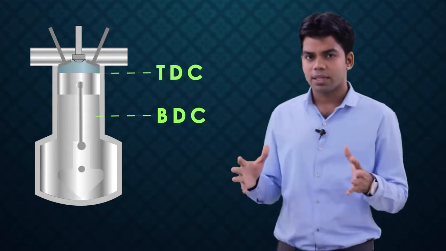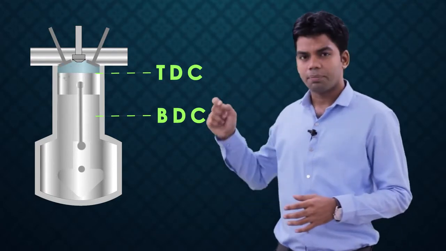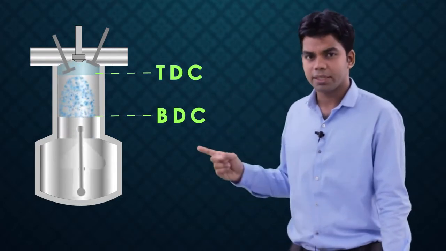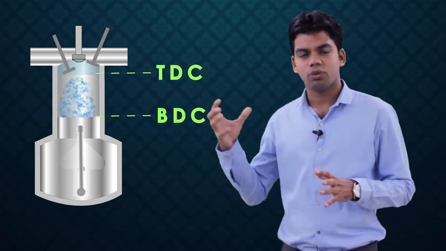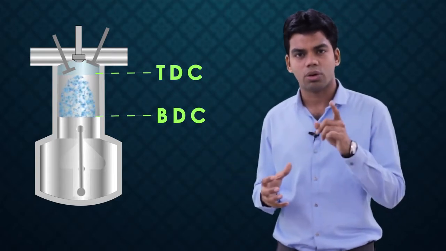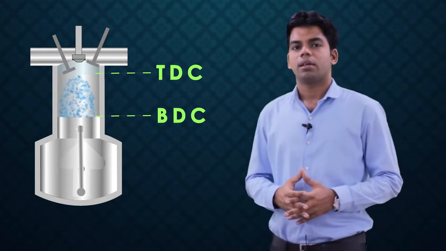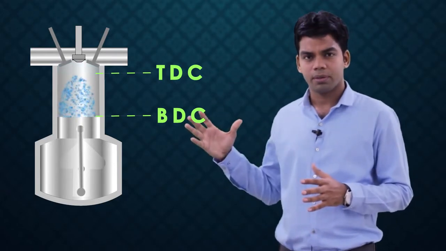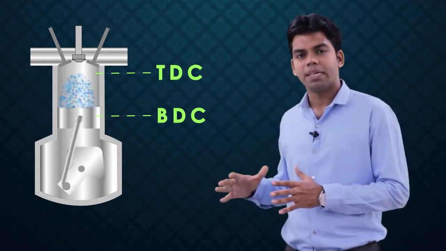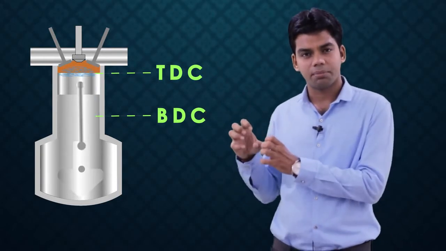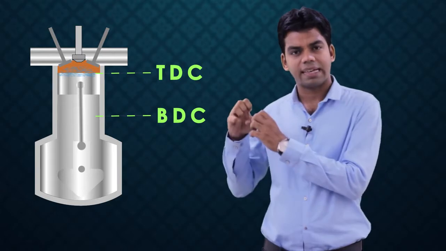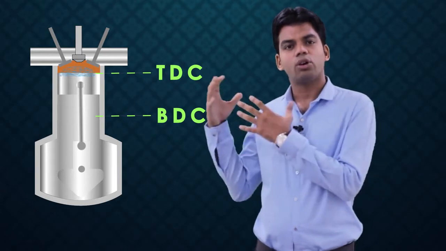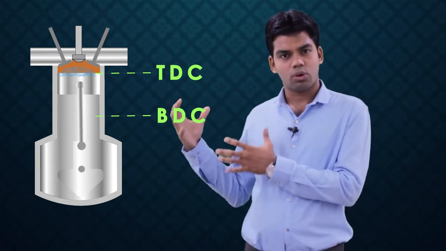So I will tell you once again. In the first stroke, the piston travels from TDC to BDC, the inlet valve opens, and the air fuel mixture gets inside. This stroke is called the suction stroke. Then at the end of the suction stroke, the inlet valve closes, the piston moves from BDC to TDC and compresses the air fuel mixture. This second stroke is called the compression stroke.